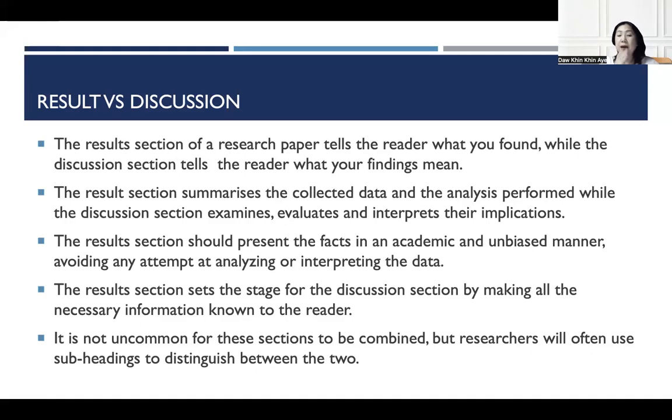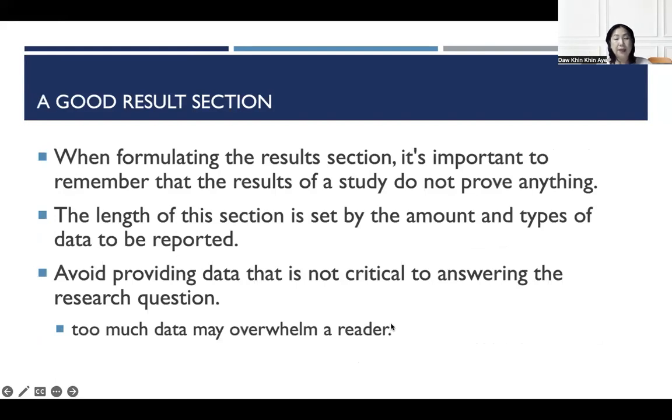But be careful, it is not uncommon for these sections to be combined. Whenever we do that, we have a heading, for example, arranged according to the theme. Under that heading, we have a subsection for results and another subsection for discussion, so that it's easier for the reader to look at the results and the respective discussion, instead of having them in different chapters. Researchers will often use subheadings to distinguish between the two, results and discussion.